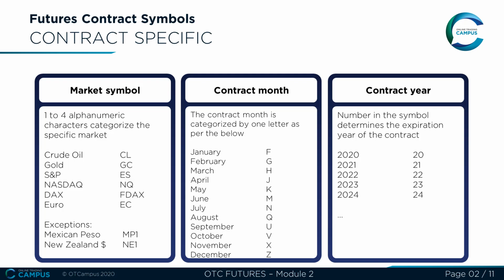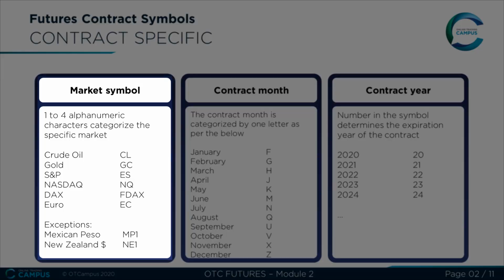Component number one, market symbol or symbol root, consists of 1 to 4 alphanumeric characters categorized the specific market. Crude oil is CL, gold is GC, S&P is ES, and so on. As I said, in rare cases, we can have numbers in the market symbol, like here on Mexican peso, which is MP1, or New Zealand dollar, which is NE1.